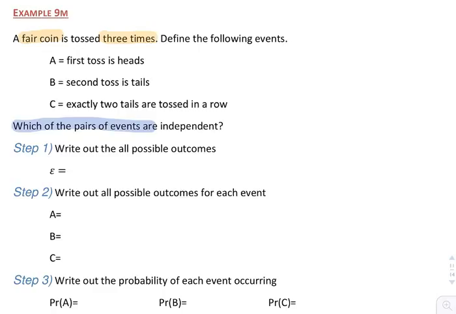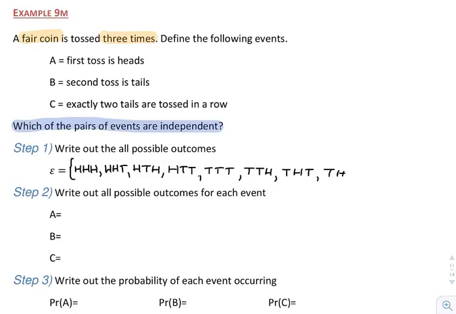So our step 1 is to write out all possible outcomes. This is all possible outcomes of tossing 3 coins. So all of our possible outcomes are heads, heads, heads; heads, heads, tails; heads, tails, heads; heads, tails, tails; and so forth, so on. Once we write them all out, you should have a total of 8 different outcomes that you could possibly get. Next, we're going to write out all the possible outcomes for each of the individual events.